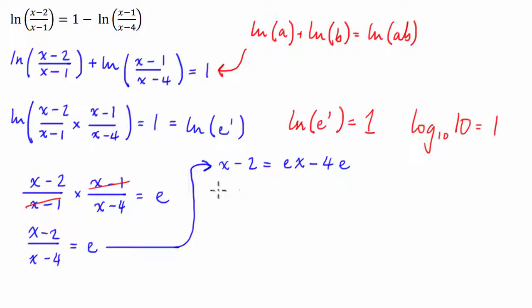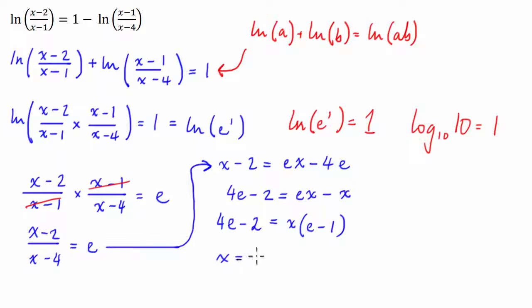What I'm left with is 4e subtract 2 is equal to ex minus x. From here, I'm going to factorize my right-hand side by x. So I have 4e minus 2 is equal to x bracket e take 1. Then I'm going to divide both sides by e take 1. So I'm left with x is equal to 4e minus 2 over e subtract 1. And there you have it. That is our solution.